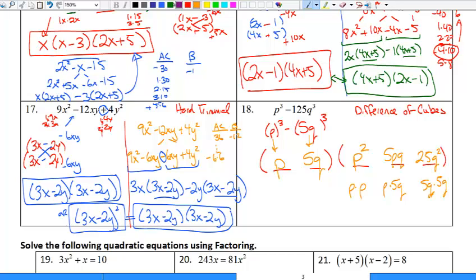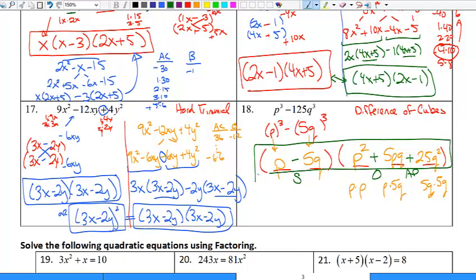To finish this off, I'm going to use my SOAP. Same, so the original was minus, so this one's minus. O stands for opposite, so that's plus, and then AP stands for always positive. And that is my answer.